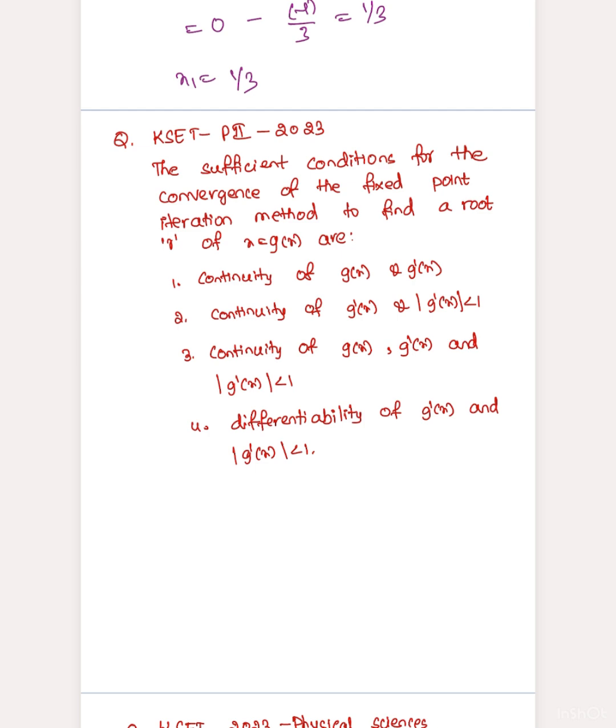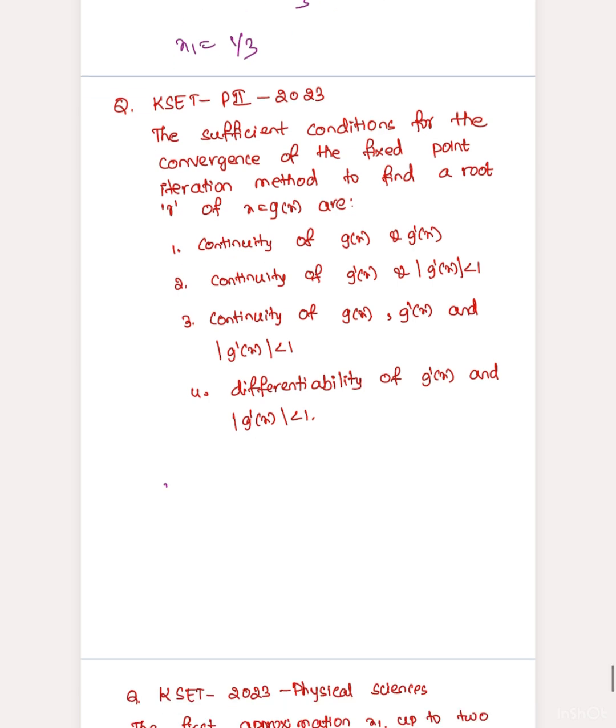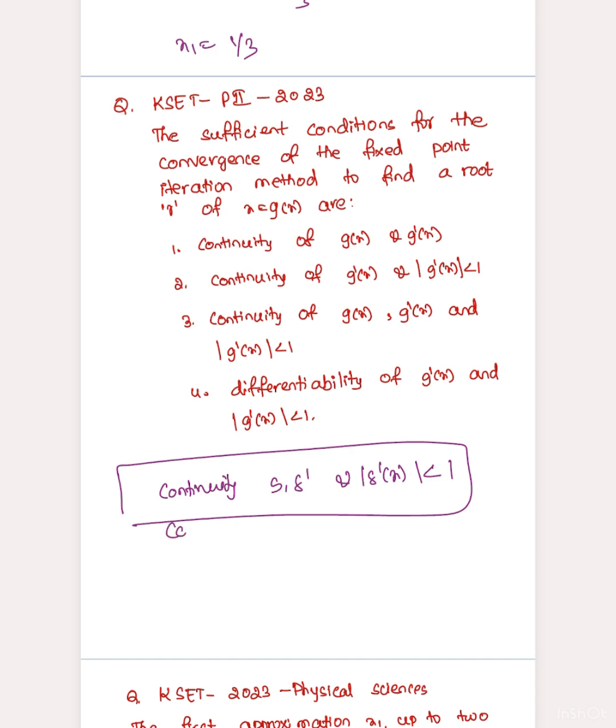We have to remember the sufficient conditions for the convergence of fixed point method: continuity of g dash is needed and also modulus of g dash x is less than 1. So this is a sufficient condition for convergence of fixed point iteration method. Therefore, it is observed in option 3. Therefore, the correct option is option 3.